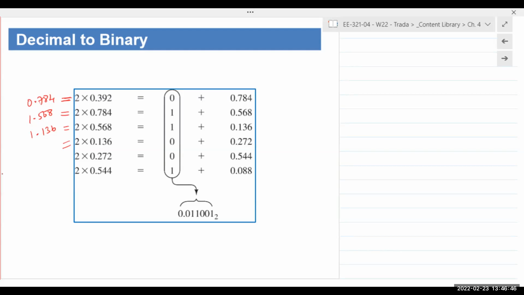Yes, sorry. If the product is less than 1, it's a 0. Where, oh, these?